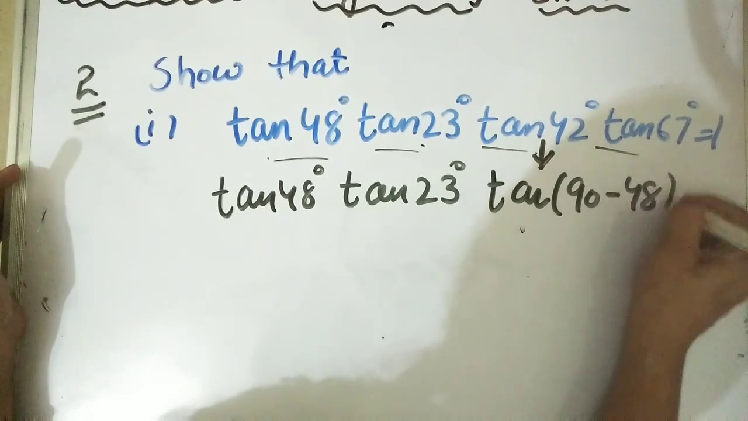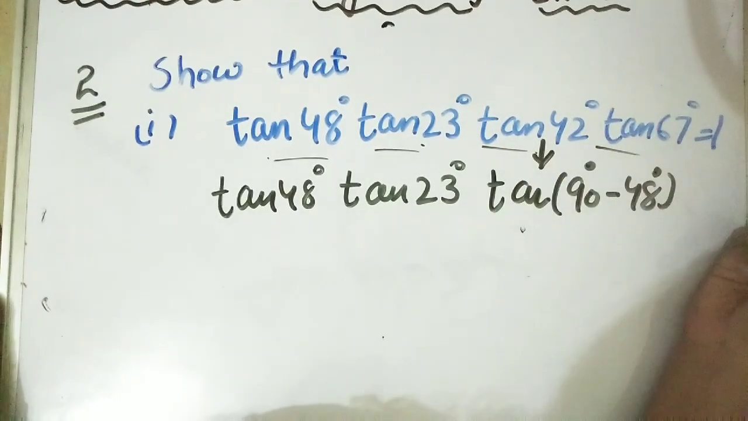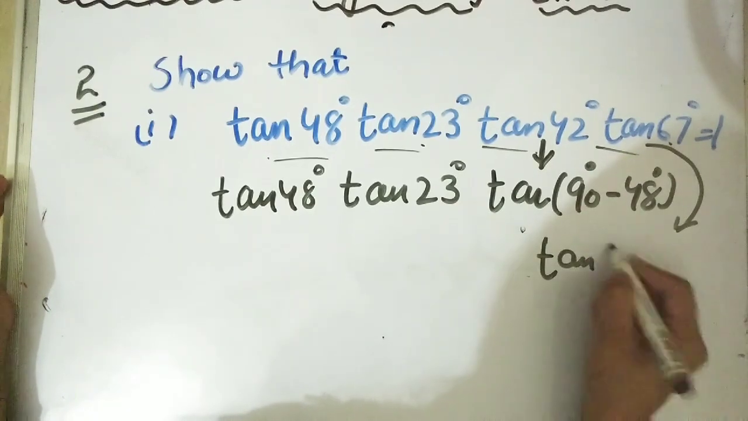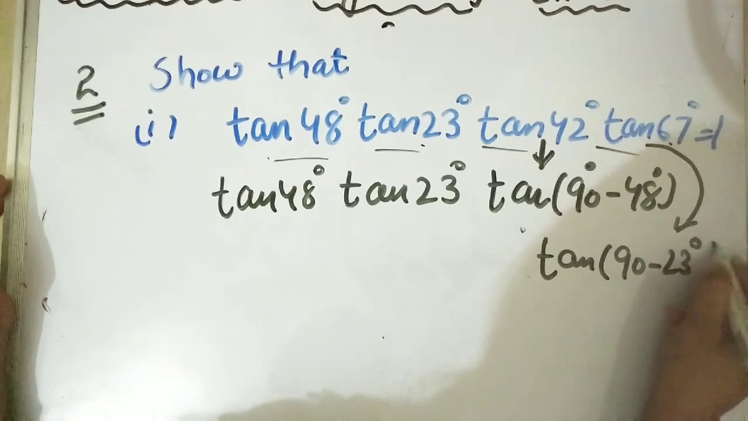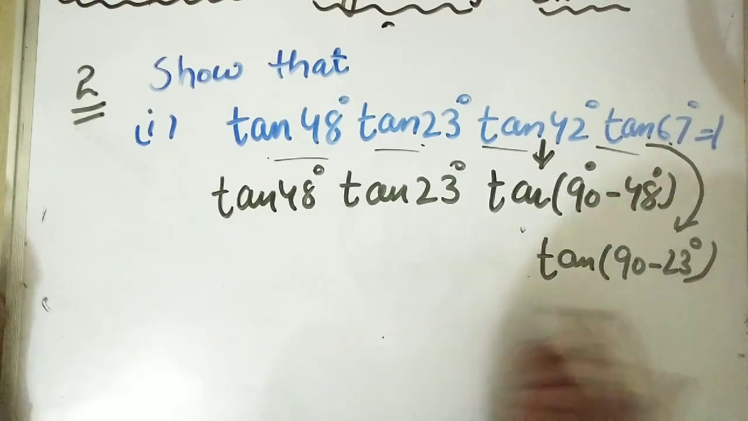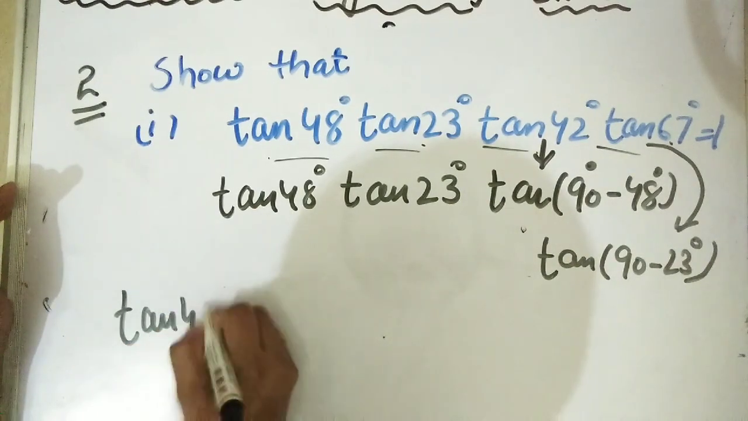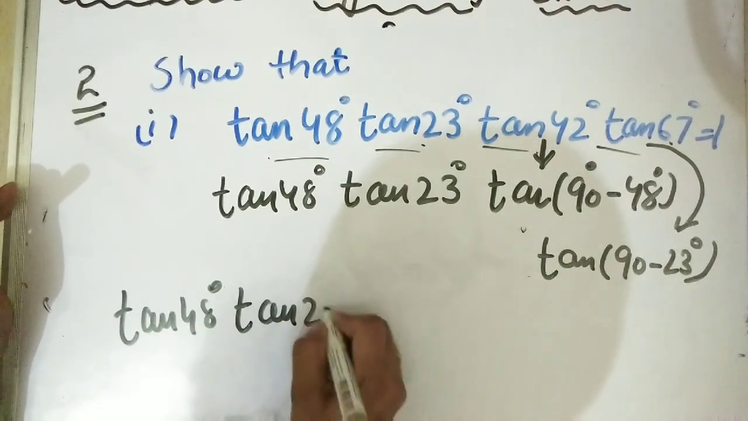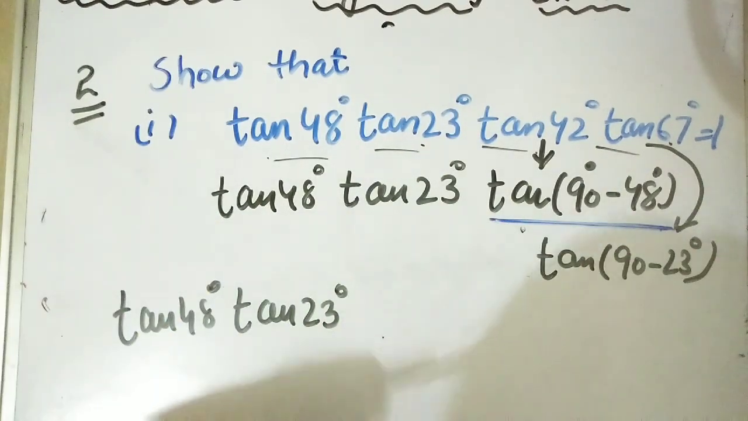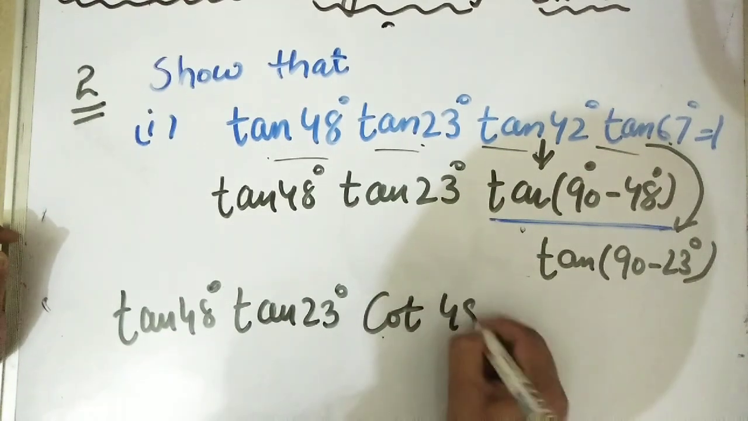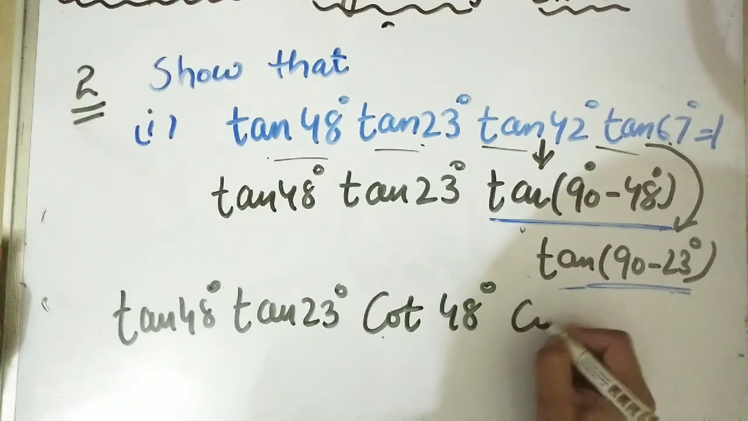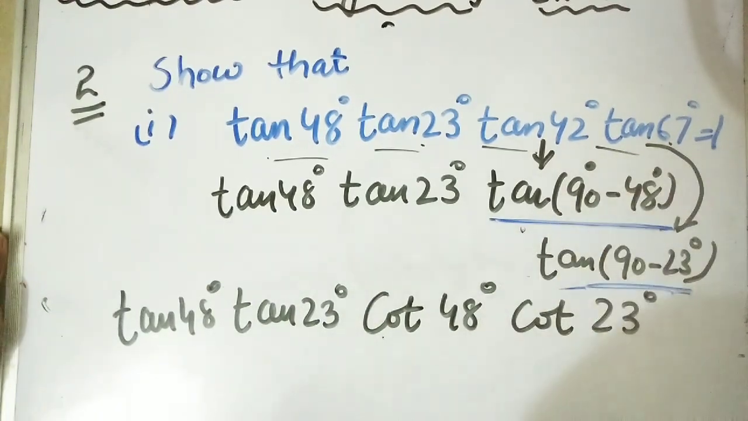90 minus 48, is it right? Yes, it is absolutely right. And I am going to convert tan 67 as tan 90 minus 23. Do you have any problem? I have written 67 as 90 minus 23. No problem. The first ratio is as it is, the second as well, and the third is tan 90 minus theta. What is tan 90 minus theta? Cot theta. Here it is also cot theta, cot 23, right?